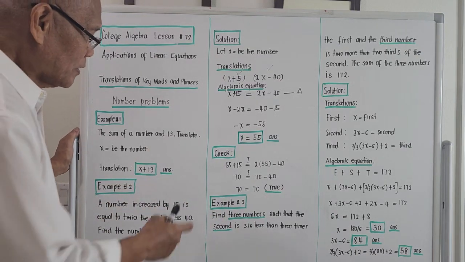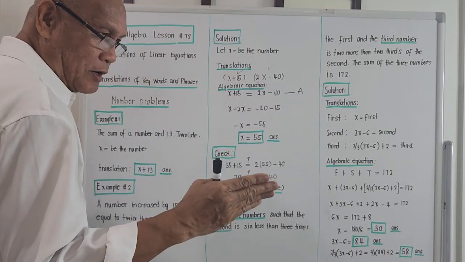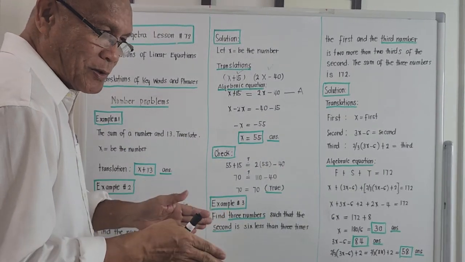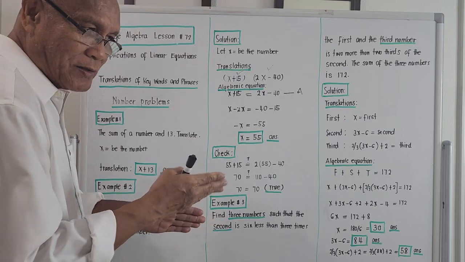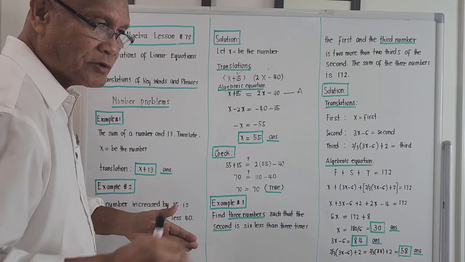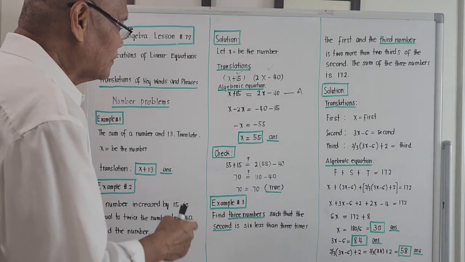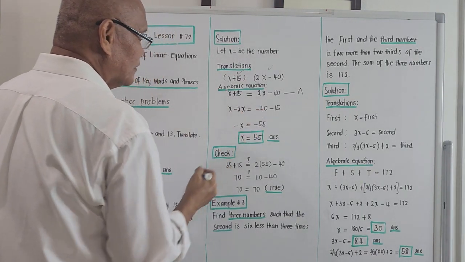Okay, let's proceed. x plus 15 is equal to 2x minus 40. We'll expedite the solution a little bit. Instead of adding or subtracting from both the left and right, we just use transposition, because transposition is faster, right?